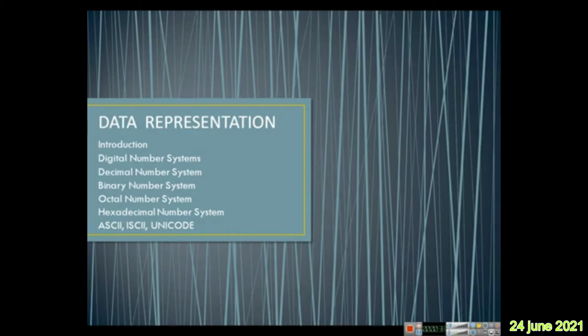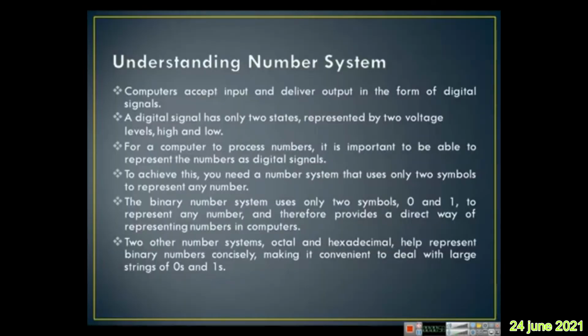So under this chapter, we will see the introduction, which covers the digital number systems, in particular decimal, binary, octal and hexadecimal number systems. After that, some codes we will see: ASCII, ISCII and Unicode, right? Now, as a part of the introduction, what exactly is a number system?